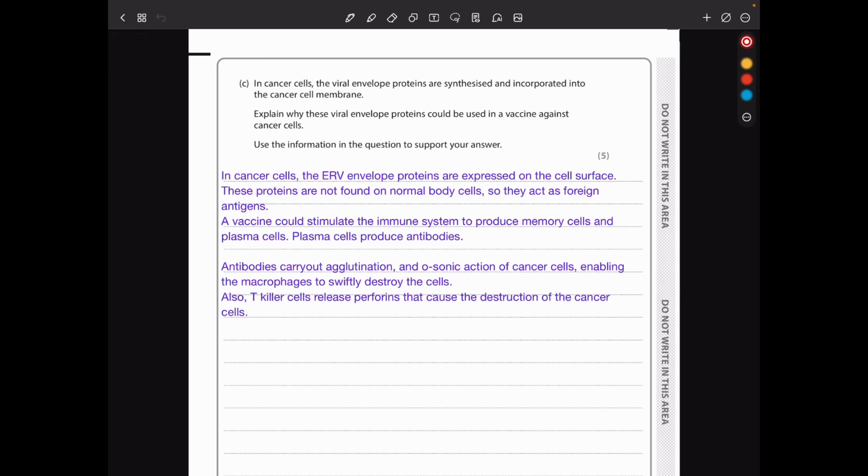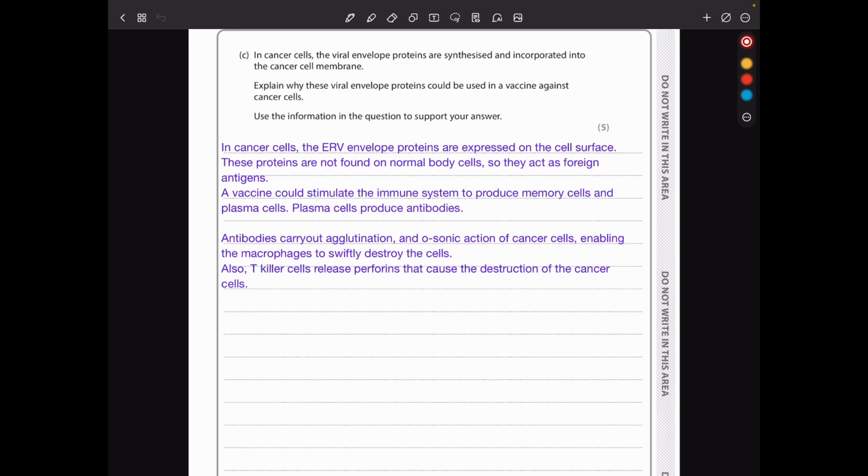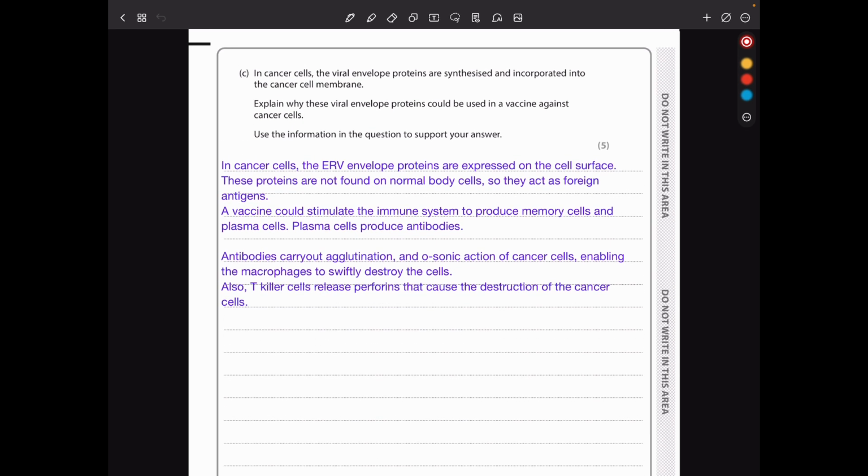Next, they say in cancer cells, the viral envelope proteins are synthesized and incorporated into the cancer cell membrane. Explain why these viral envelope proteins could be used in a vaccine against cancer cells. So these are going to be detected as antigens. Of course, the antigens will be present. The immune system is going to be triggered. We're going to produce memory cells, plasma cells, antibodies, and T killer cells will be activated.